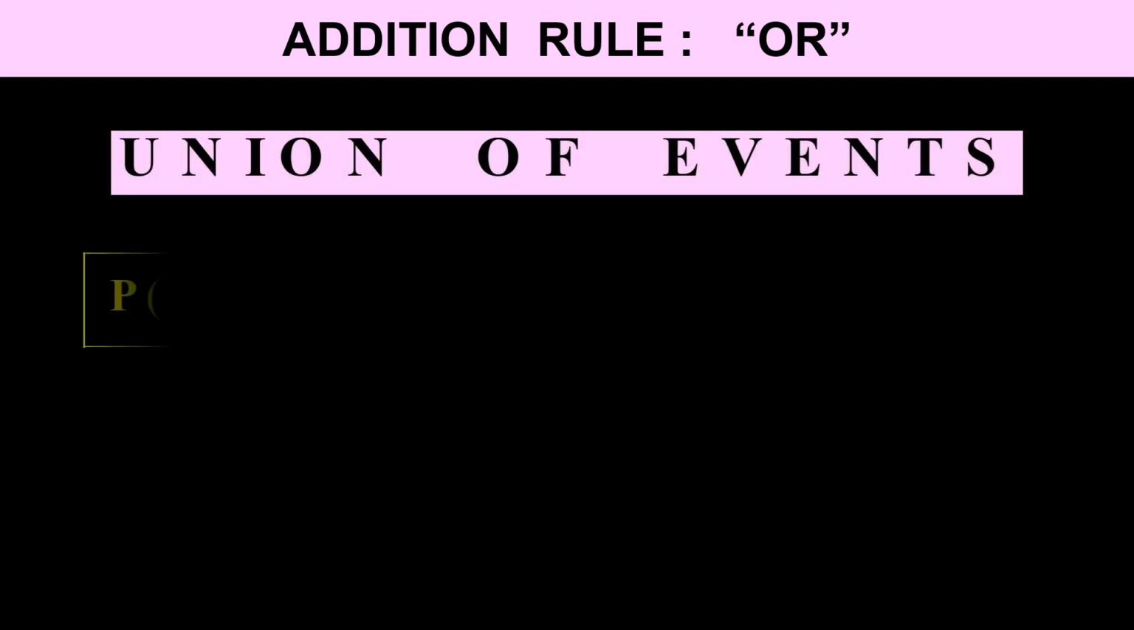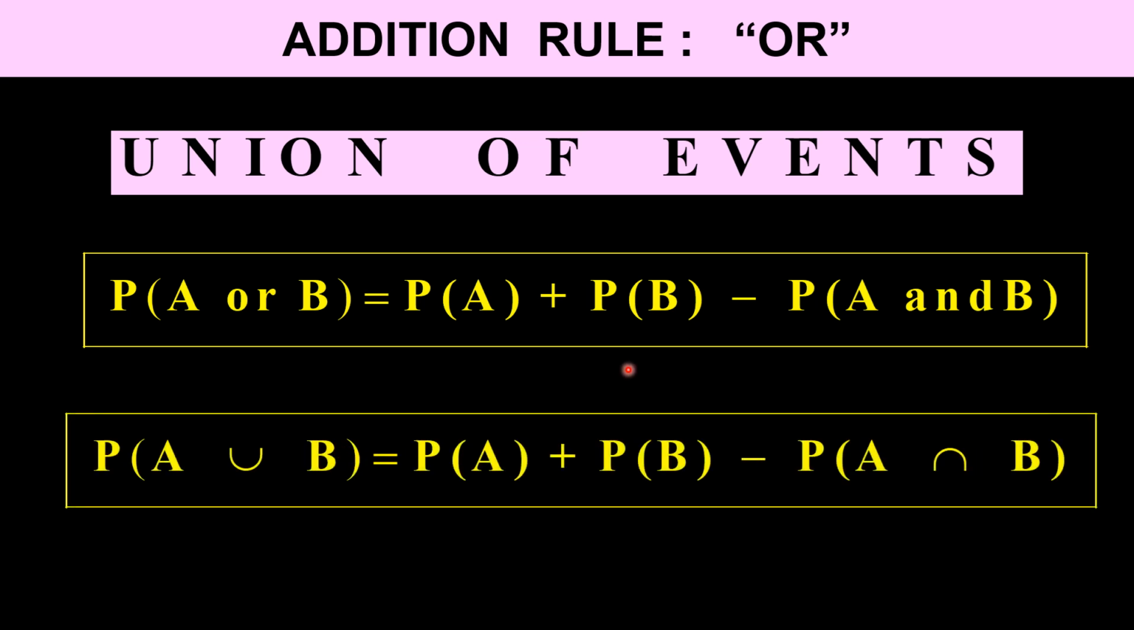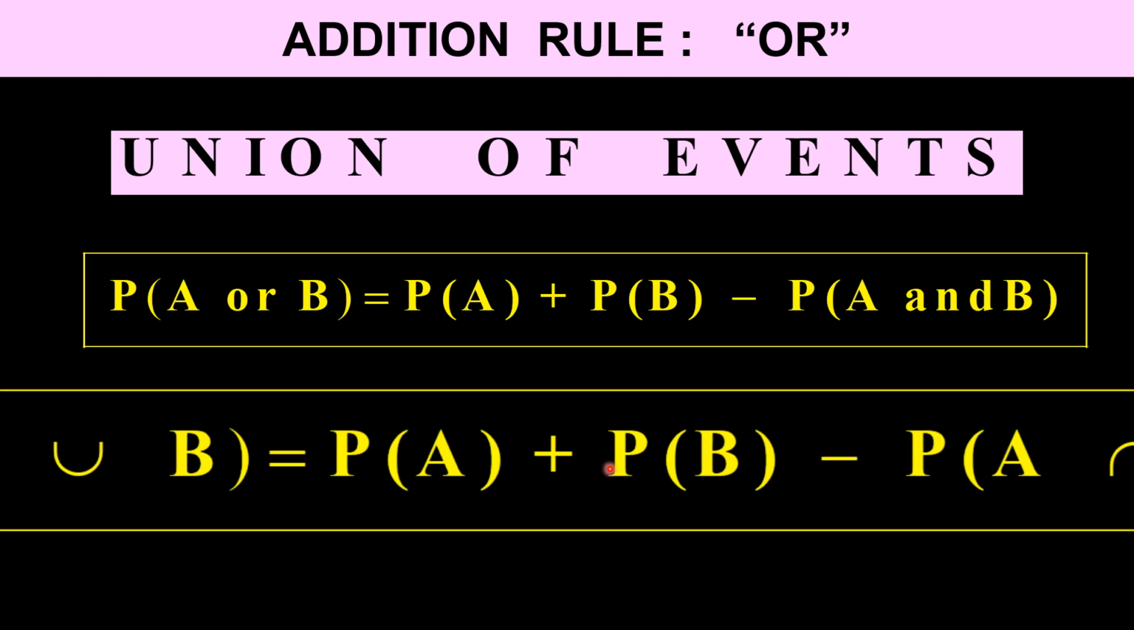Now let's just recap the addition rule. Union of two events: the probability of A or B is the probability of A plus the probability of B minus the probability of A and B. Instead of "or" we can write the union symbol, and instead of "and" we can write the intersection. So it's the probability of one event plus the probability of the other event minus the probability of their intersection. We are now going to look at some examples where the addition rule is going to be applied.